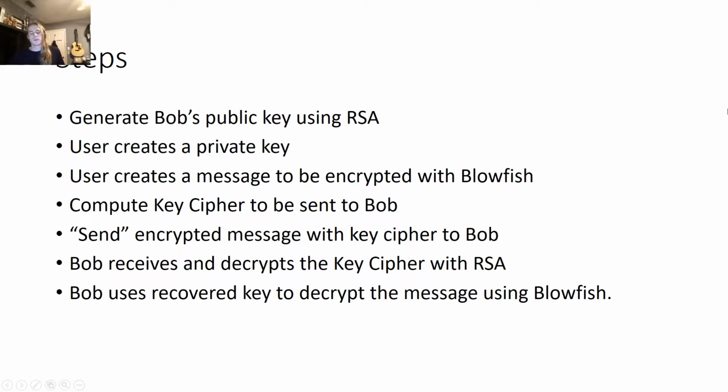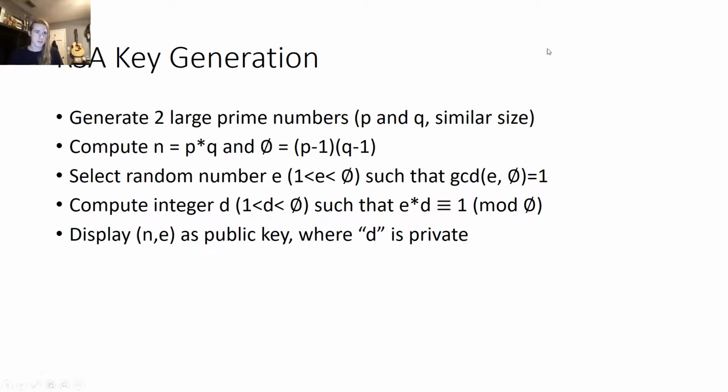So, for a hybrid cryptographic scheme, we will start by generating Bob's public key using RSA, and then the user will create a private key. The user then creates a message which will be encrypted with Blowfish, and we can compute the key cipher that will be sent to Bob. Once Bob receives the key cipher, he can decrypt it using RSA and then use the recovered key to decrypt the message using Blowfish.